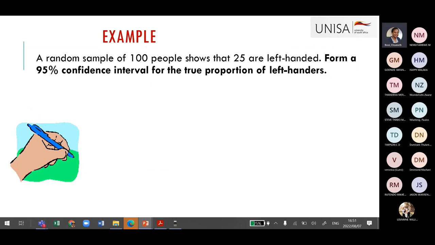A random sample of 100 people shows that 25 are left-handed. Form a 95% confidence interval for the true proportion of left-handers. Now, the question has given us the sample size, which is n, and they also gave us how many people are left-handed, because it's from the sample. They didn't give us our p, so we can calculate p, which is our sample proportion, X divided by N, and substitute into the formula.